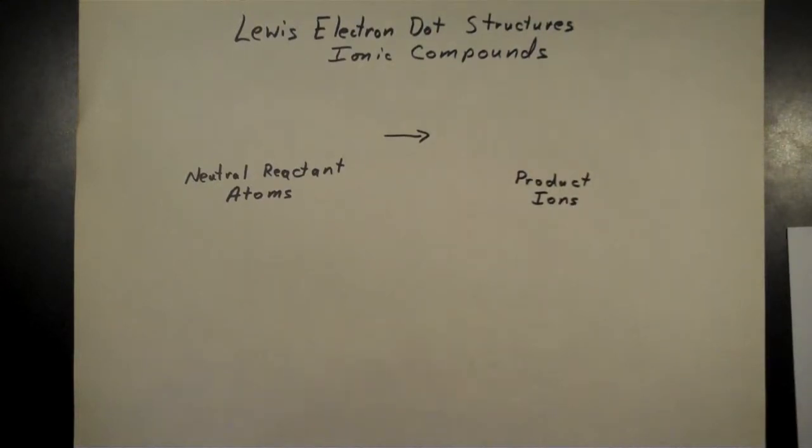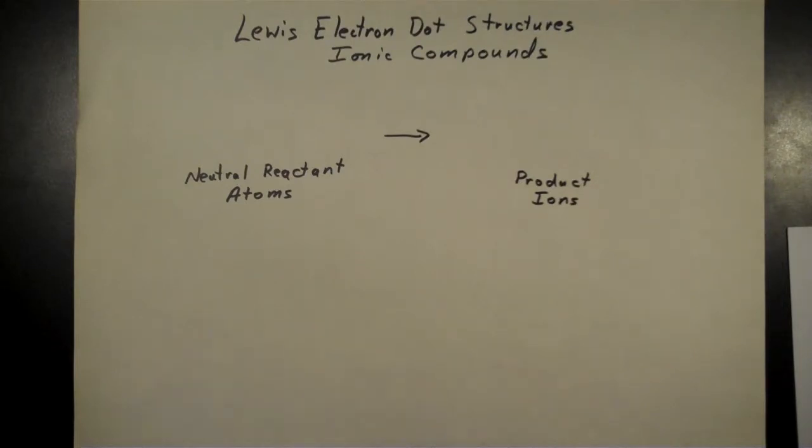Hi there, in this video we're going to be looking at how to determine the Lewis electron dot structures for ionic compounds. And this isn't done very often. Usually we do this for covalent compounds. I'll have a different video explaining that. But for this one we're going to show how this works. And there's easier ways of doing this, but this way really explains what's taking place.